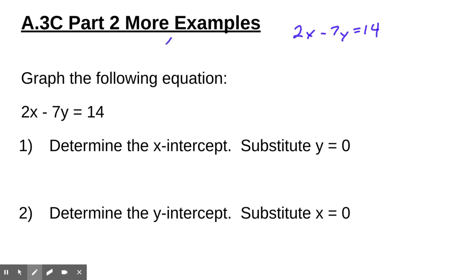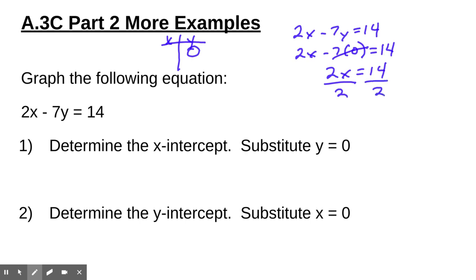I'll just draw it here. We have our x and we have our y. And we want to substitute y equals 0. So I'm going to look for x. So I know 2x minus 7 times 0 equals 14. That goes away, and we have 2x equals 14. Divide both sides by 2, and we now know x is 7. So the x-intercept is 7.